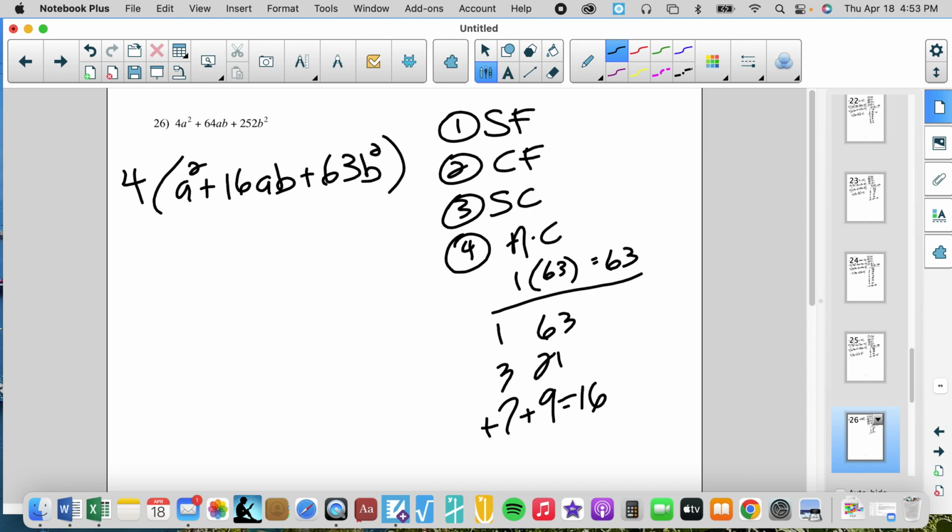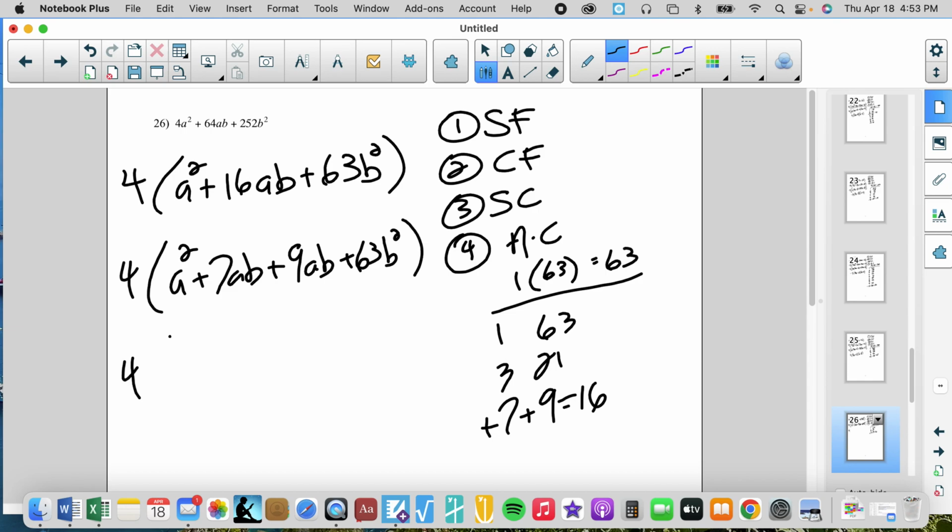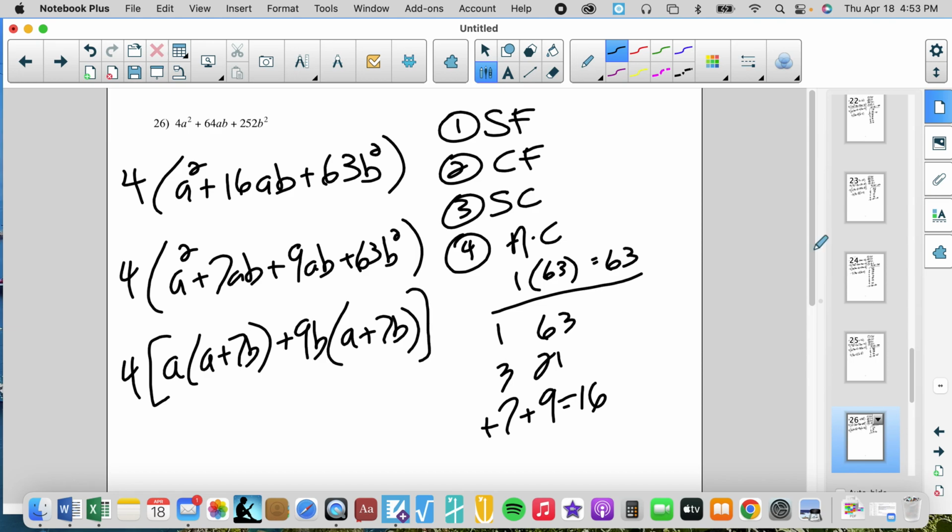Okay. That wasn't too bad. A squared plus 7ab. Look at that variable, plus 9ab plus 63b squared. So be careful of that. We're going to factor out an a, which gives us a plus 7b. We're going to factor out a 9b. Very, very technical and tricky right here. A plus 7b.